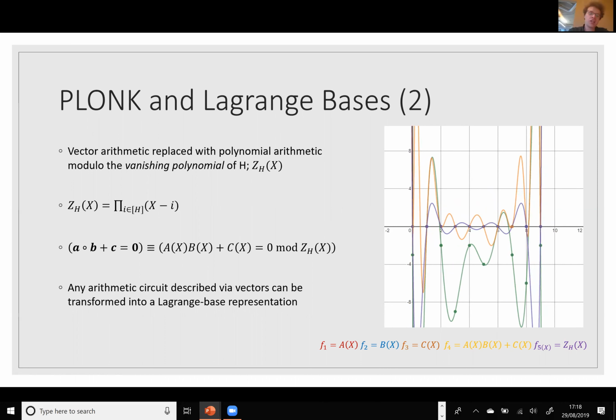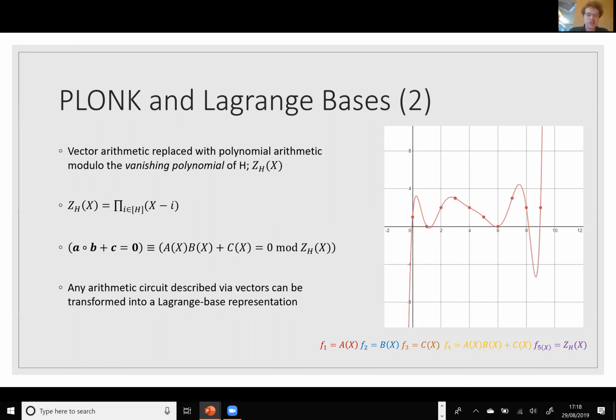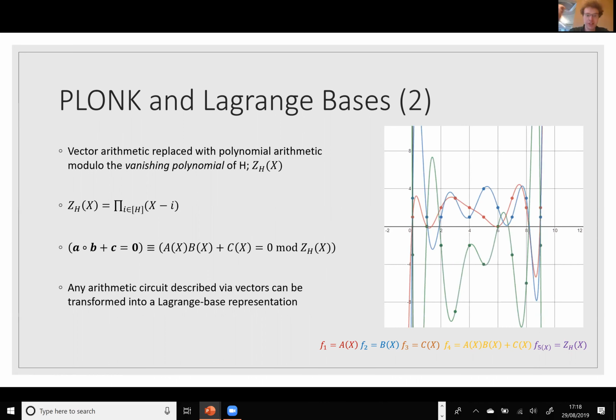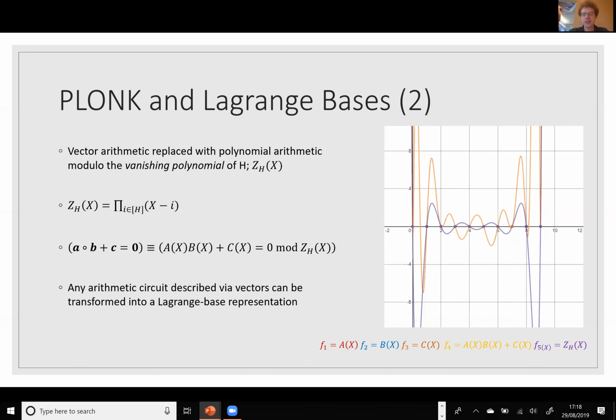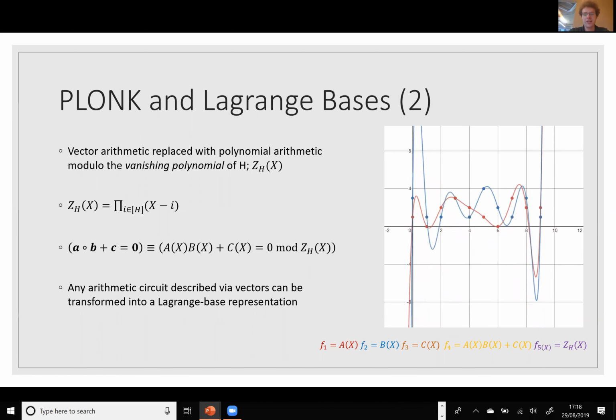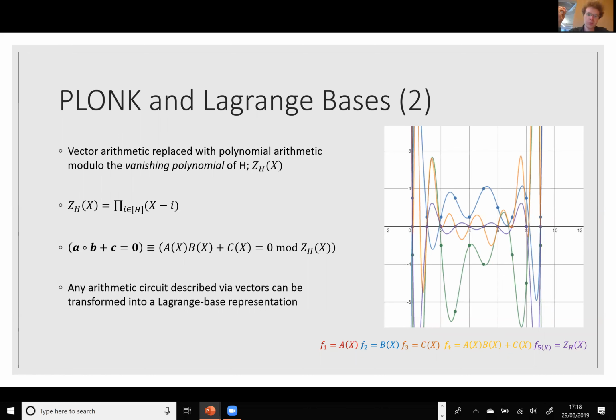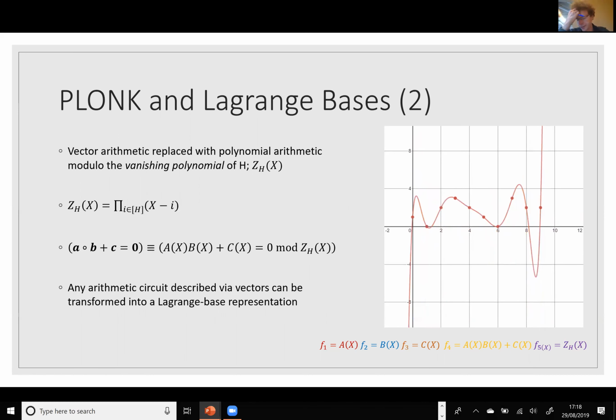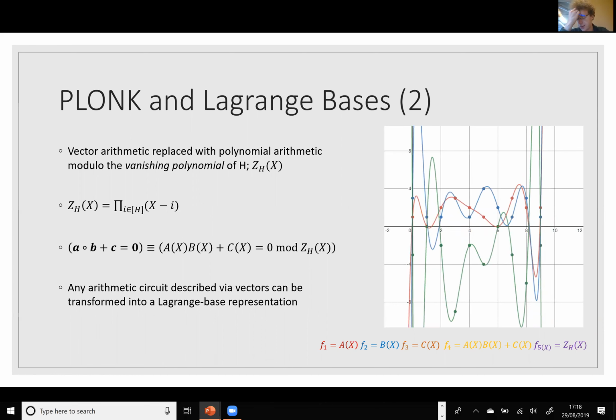So basically, yes, you take vectors, you encode them via these Lagrange bases into polynomials, and then any arithmetical relationship which held on the vectors will also hold for the polynomials modulo this vanishing polynomial. And this is the essence of what makes PLONK so efficient, because if we consider the degrees of all these polynomials we're working with, these A's, B's, C's, the degrees are equal to the number of elements in your vector, minus 1.